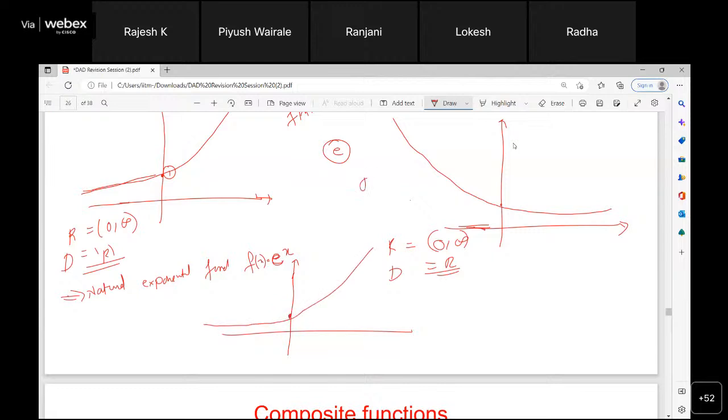But can I say in general, for a to the power x, all the graphs will pass through this point (0, 1), like this, like this, like this? Can I say that for a to the power x for any a and x value? Yes, for all a, if x is equal to 0, the y value will always be equal to 1. It will cut the y axis at (0, 1) only, irrespective of the value of a.